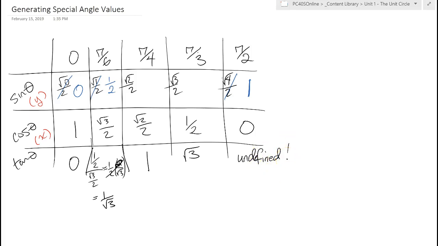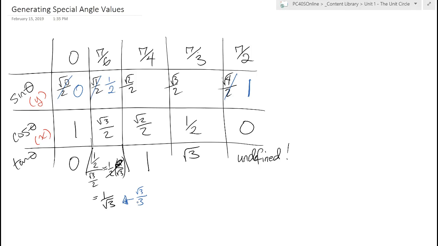And that's how I generate my special angle values every time. This is what I kind of imagine in my head. So if that works for you, that's amazing. Just a couple notes. You don't have to rationalize this. You could write it as root 3 over 3. That's totally fine. Doesn't matter though, either one. But that's a quick way to generate everything if you've completely forgotten what's going on.